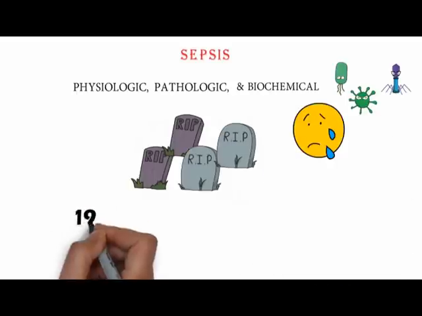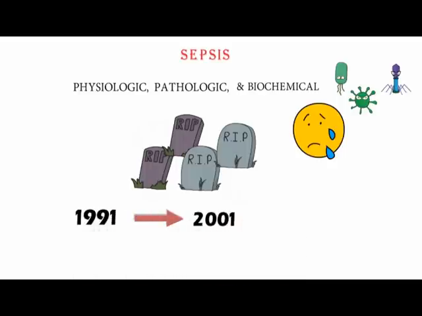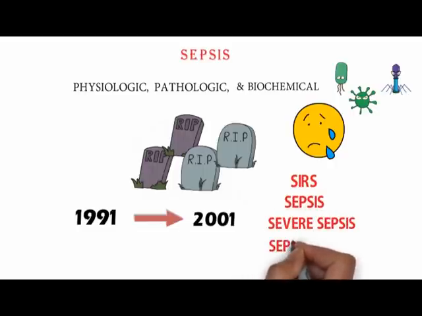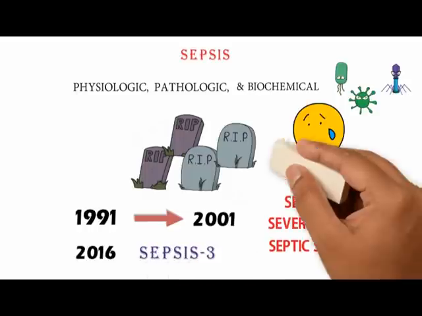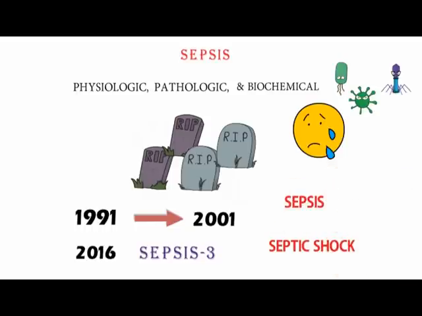Sepsis definition was first given in 1991, then renewed in 2001, in which four terminologies were used: SIRS, which is Systemic Inflammatory Response Syndrome, sepsis, severe sepsis, and septic shock. And in 2016, they came up with a new definition of sepsis, which is given as SEPSIS-3. And also they have eliminated the terms SIRS and severe sepsis.